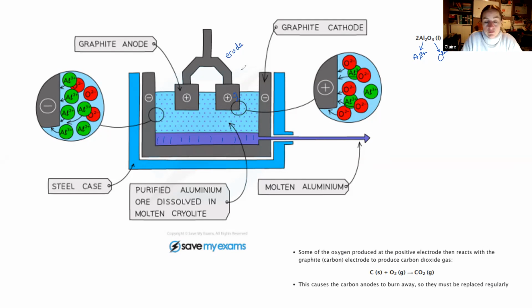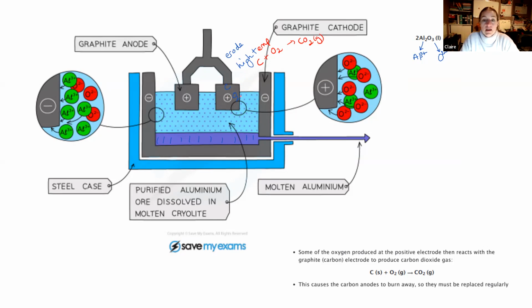Now, because the anode is made out of graphite, which is carbon, what actually happens, because there's such a high temperature, this is all happening at really high temperatures, hundreds of degrees, the carbon mixes with the oxygen to form carbon dioxide. So there's a gas that is given off, and that's why the anode erodes away.